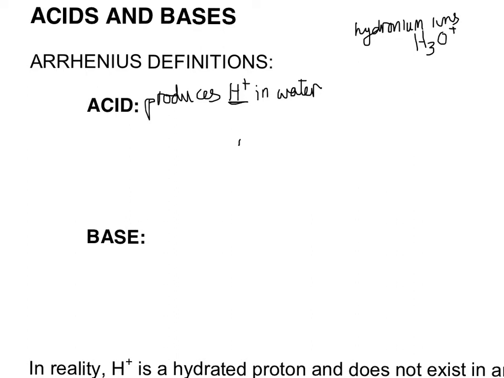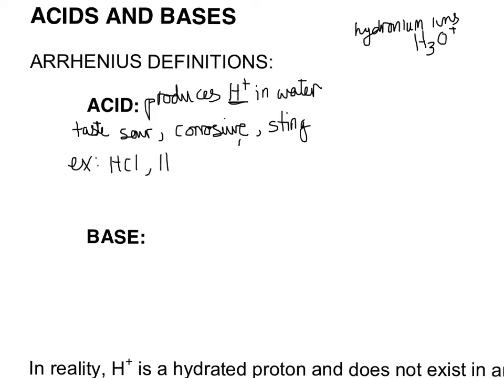Acids, some of the properties, they taste sour. They're corrosive. They sting. And some examples of acids are hydrochloric acid and sulfuric acid. So hydrochloric acid, 3 molar of that is stomach acid. Sulfuric acid is car battery acid.